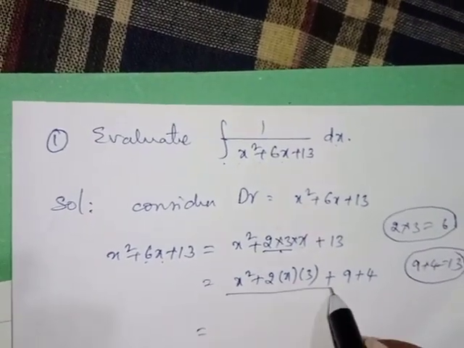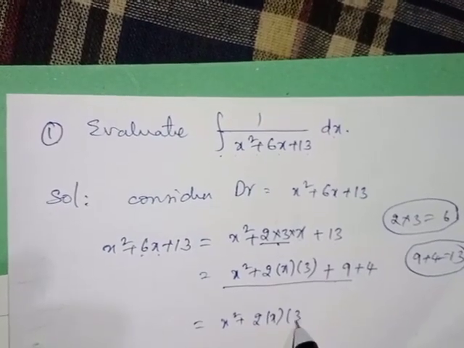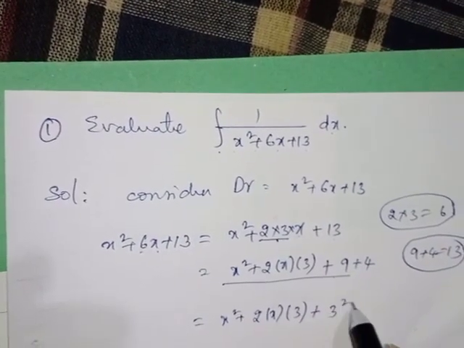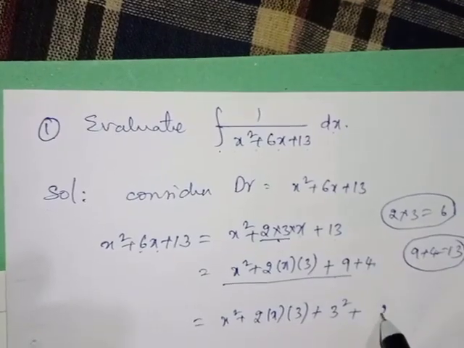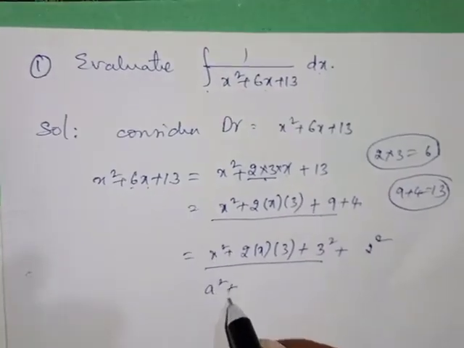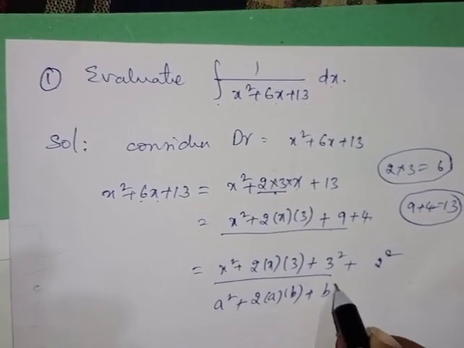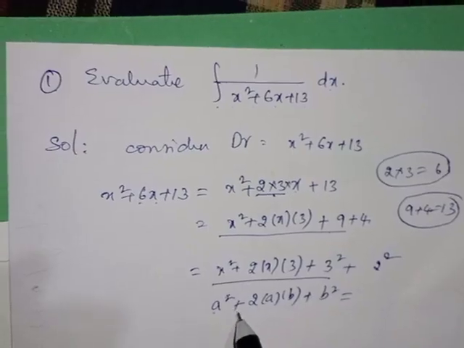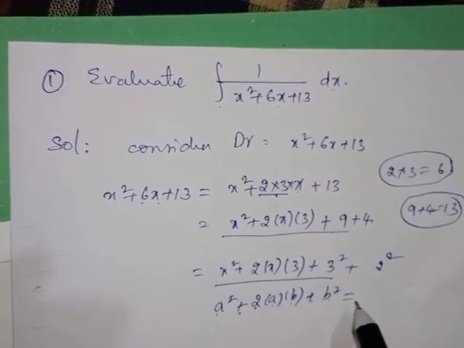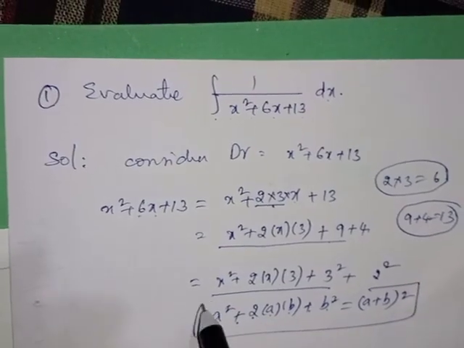Observe here, this is x square plus 2 into x into 3 plus 3 square, since we can write 9 as 3 square. At the same time, we can write 4 as 2 square. This is the a square plus 2ab plus b square formula, and a square plus 2ab plus b square is equal to a plus b whole square.